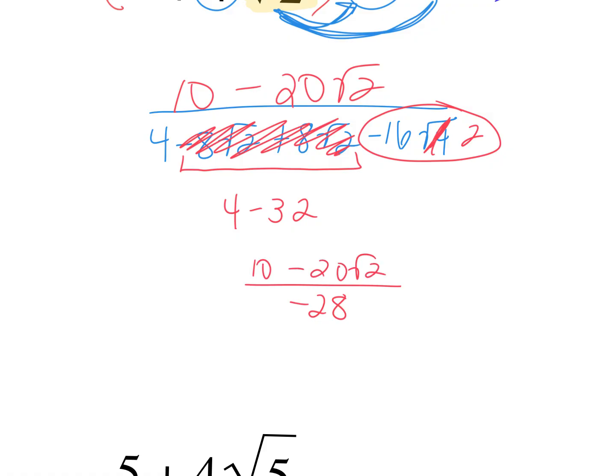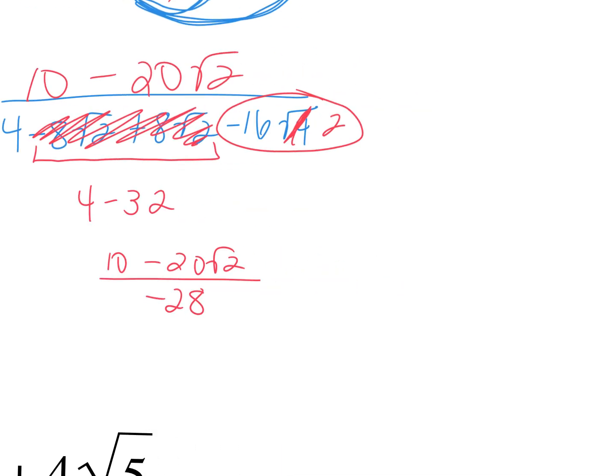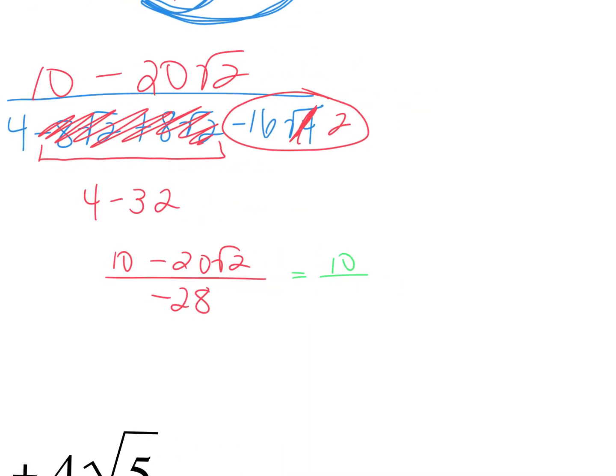Now again, if you get there, I'm super happy. But if you look at the answer key, it goes one step further and separates and simplifies. So 10 divided by negative 28. And then a negative divided by negative is a positive. So 20 square root of 2 over 28. What number goes into both 10 and 28?